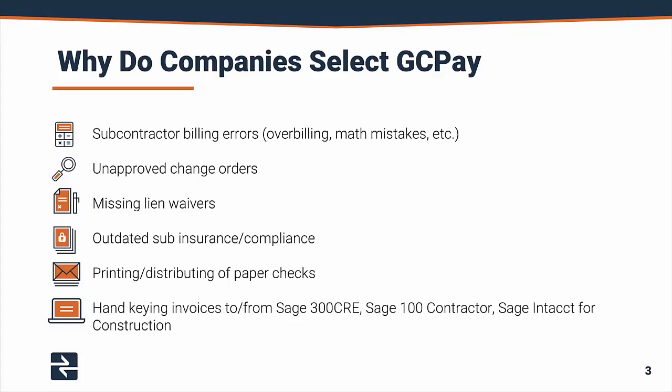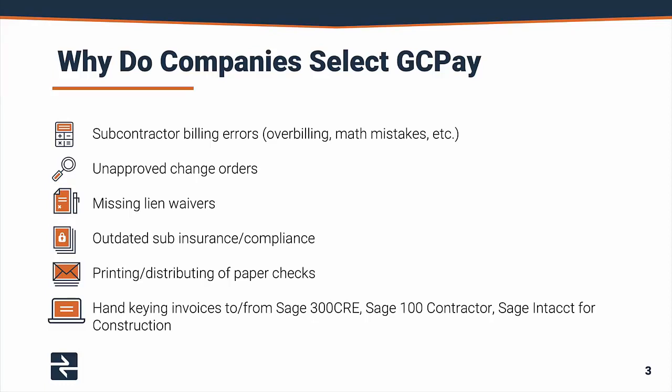GCPay will streamline that entire compliance process. We can automatically notify subs when their insurance items are about to expire. You can even stop subs from billing if they haven't sent in their updated insurance. Built into GCPay, we have the ability to pay your subs electronically if desired, eliminating the printing and mailing of those paper checks. This feature is not only optional, but it's flexible also.